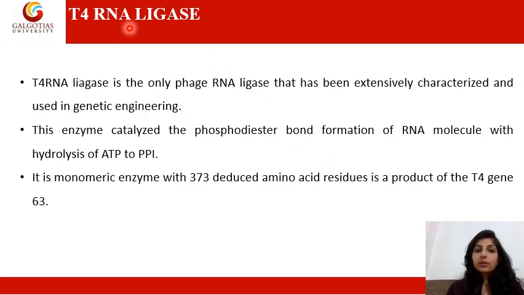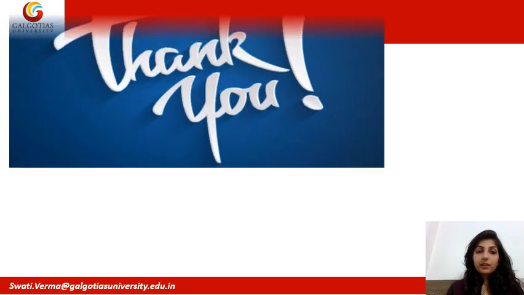Now comes T4 RNA ligase. T4 RNA ligase is the only phage RNA ligase that has been extensively characterized and used in genetic engineering. This enzyme catalyzes the phosphodiester bond formation of RNA molecules with hydrolysis of ATP to PPi. So it will hydrolyze ATP to PPi. It is a monomeric enzyme with 373 deduced amino acid residues that is a product of the T4 gene 63. Thank you.